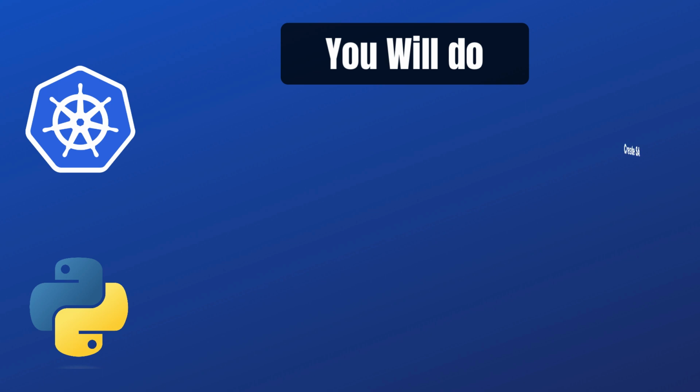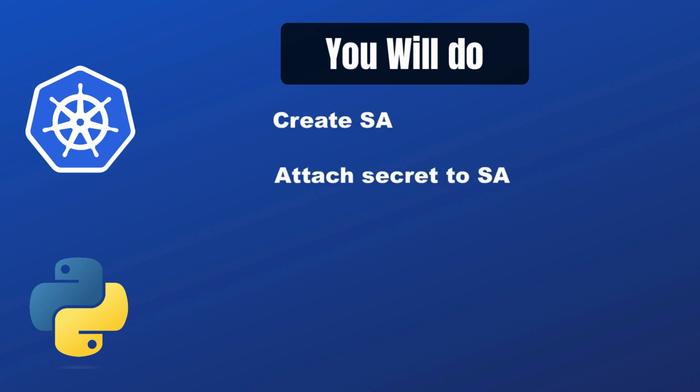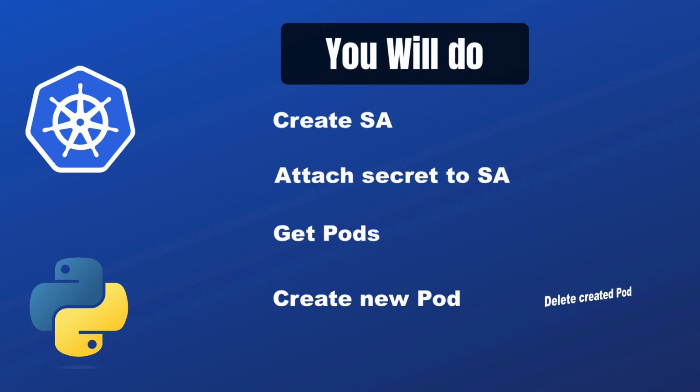So first thing we will do, we will create a service account and then we will attach a secret to this service account. Basically, it will be the JWT token we use in order to communicate with the Kubernetes API using Python. Then I will do a brief overview of the Python script. I will show you how you can get all the pods in the cluster using Python. Then I will show you how you can create the pod using Python and eventually delete the pod using Python. So let's do it.